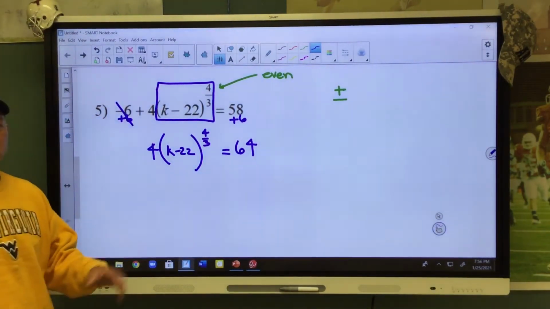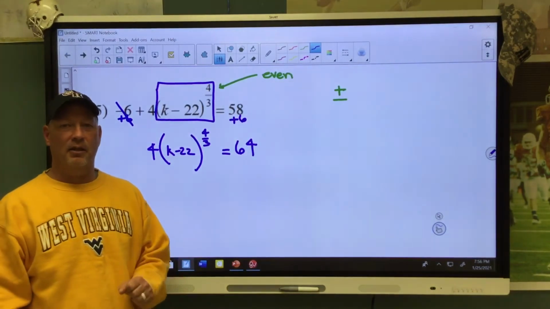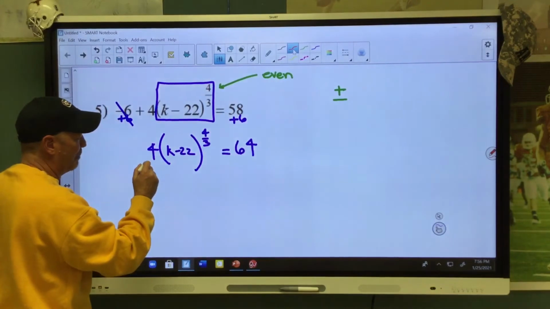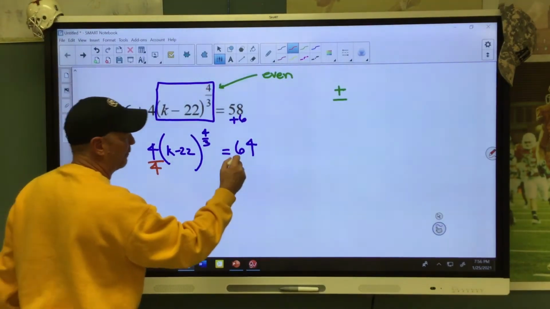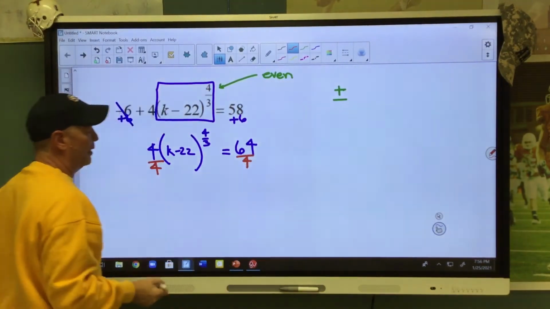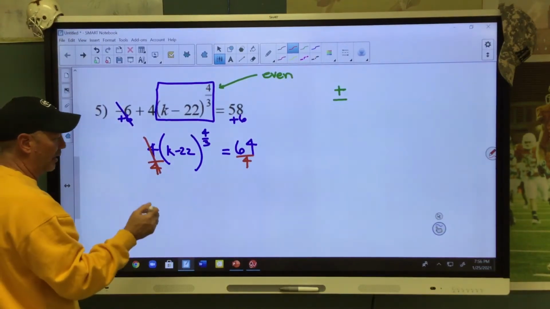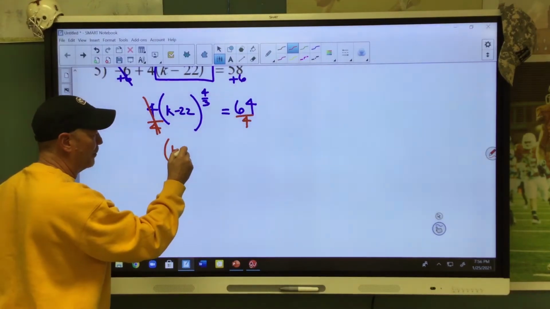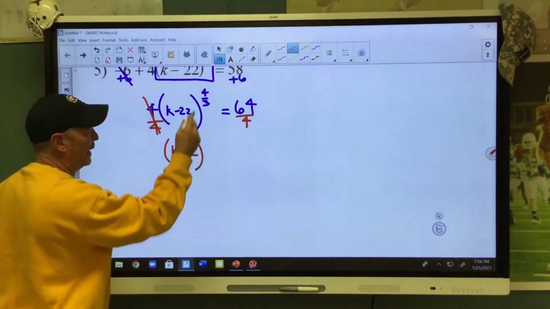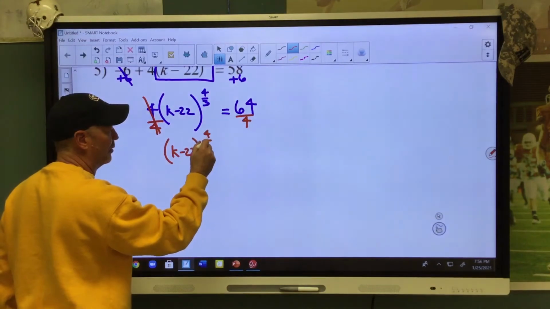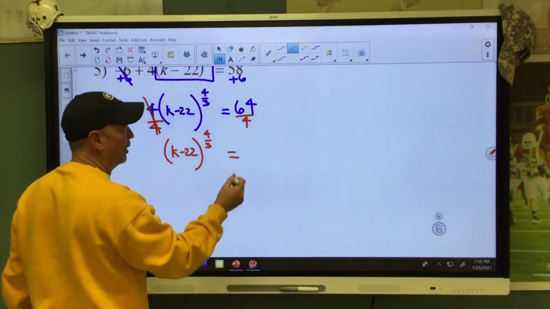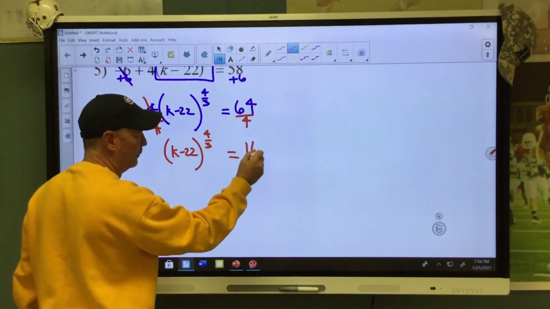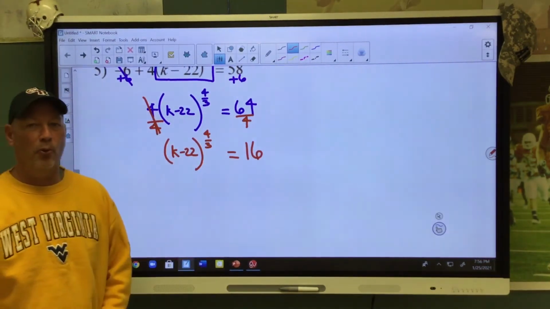But my exponent portion is still not by itself. So what I'm going to do is ask you to divide by 4. Divide by 4. This will cancel. That leaves me with k minus 22 raised to the 4/3 equals 64 divided by 4 is 16. Now my exponent portion is by itself.